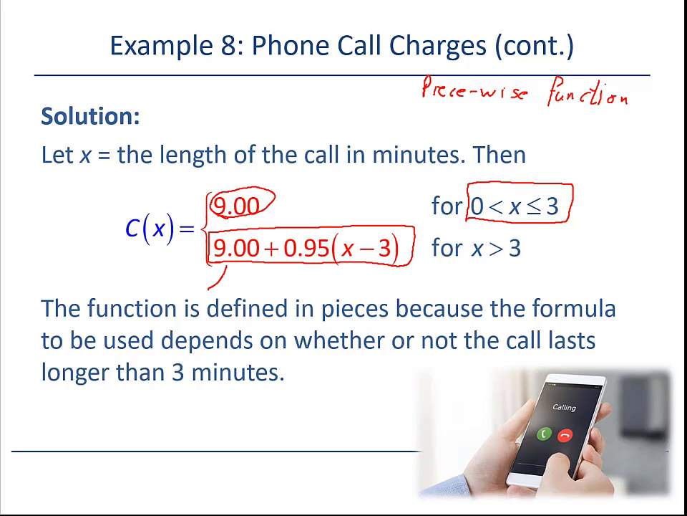Here's the $9 you're going to spend regardless of how long it is. And then after that it's 95 cents per minute. Well, remember, you already paid for the first 3 minutes, so you take your time online minus the 3 you've already paid for. That's how many minutes over the 3 minutes you went. And for each minute over, you pay 95 cents. So 0.95 times how much you went over the 3 minutes. And there's your second calculation. That's a piecewise function.